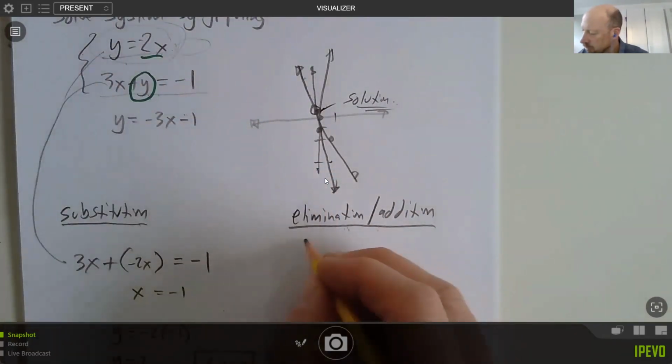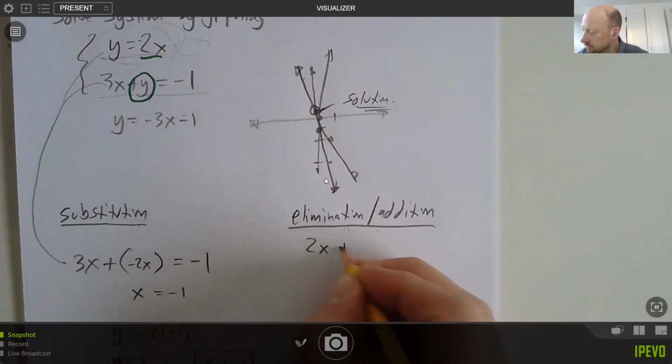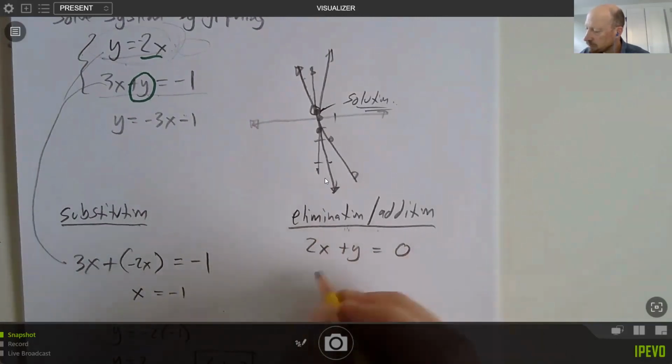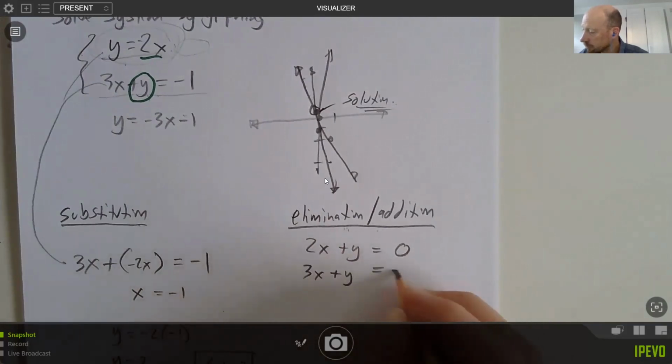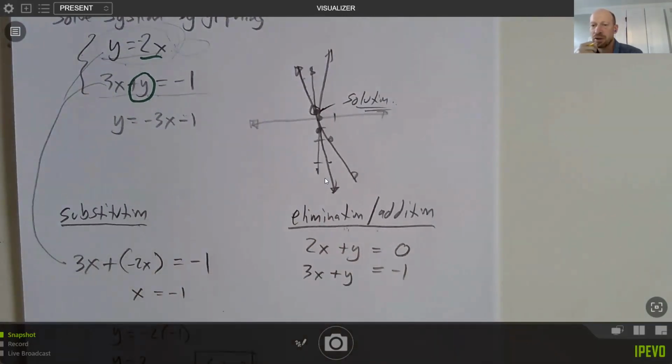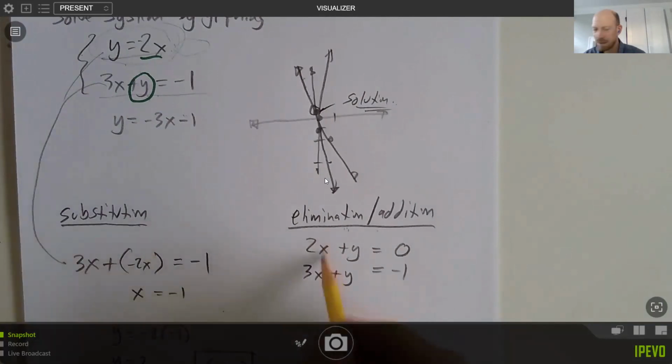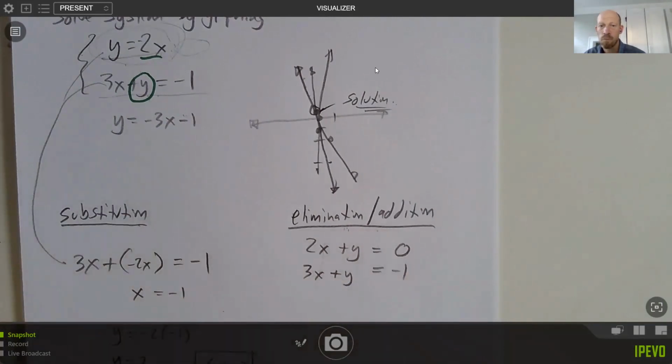So what I'm going to do here to do my elimination is I'm going to move the 2x over to make it plus 2x plus y equals 0. And my other equation, I'm going to think of 3x plus y equals minus 1. So when I'm doing elimination or addition, I like to have all my x's and all my y's, and then an equal sign, and then the numbers all lined up.